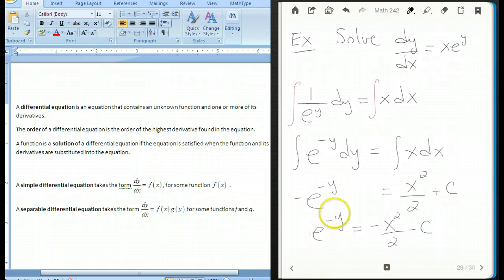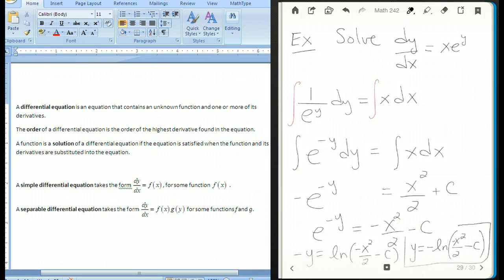And how do I get a y, an unknown thing, out of the exponent when it's in an e like this? Remember, you have to make use of ln, right? So I have negative y equals ln of negative x squared over 2 minus or plus c. It doesn't really matter. I'll keep it a minus just to keep you happy. And so now I can get y equals by multiplying or dividing both sides by a negative. So I get y equals negative ln of negative x squared over 2 minus or plus c. It doesn't really matter because it's just an unassigned constant. Okay, and that is our solution to our original differential equation.